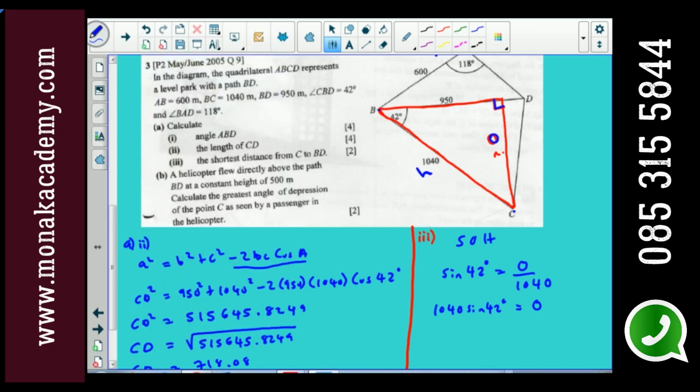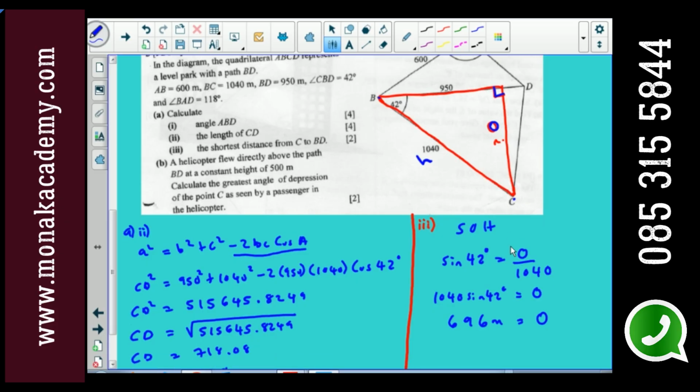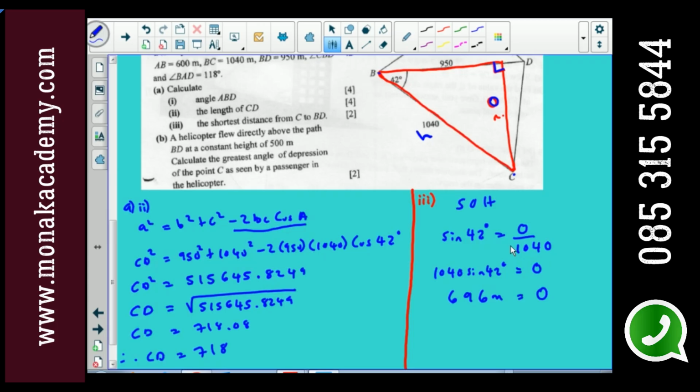And like we said, here, all the things are given in meters. So if you want to put your answer, it should be in meters. So the shortest distance from C to BD is 696 meters. It's similar to that one that it has to be meters. Whenever units of measurement are given, always put them, don't leave them out. Otherwise, it's a half mark that will just go away for no reason.